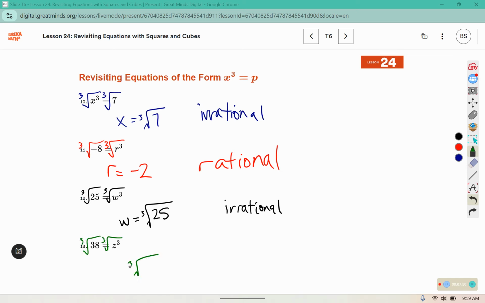The cubed root of 38 is also irrational. We saw 3 cubed was 27, and 4 cubed is 64. So 38 will fall between 3 and 4, but it is not a whole number.